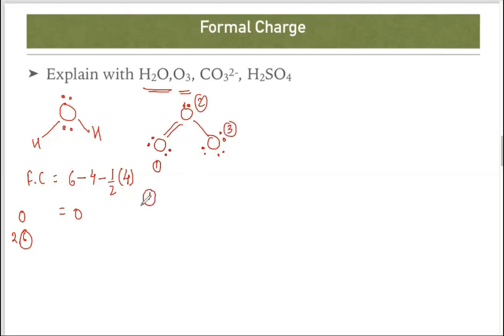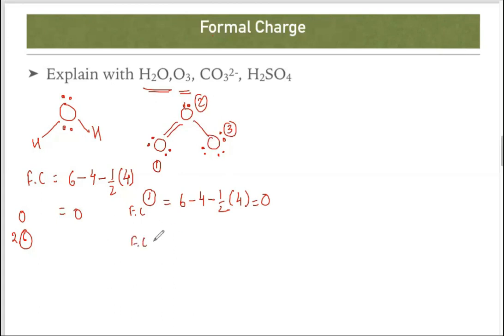So we'll calculate the Fc on the first one. So what is the first one? That is oxygen, 6 minus how many non-bonding electrons are present? 1, 2, 3, 4. 4 minus 1 by 2, bonding electron 4. So answer is 0. That means this oxygen has 0 charge.